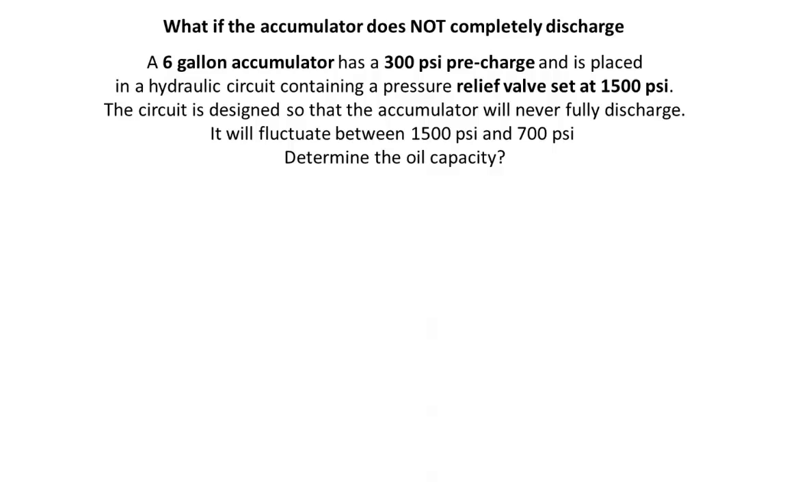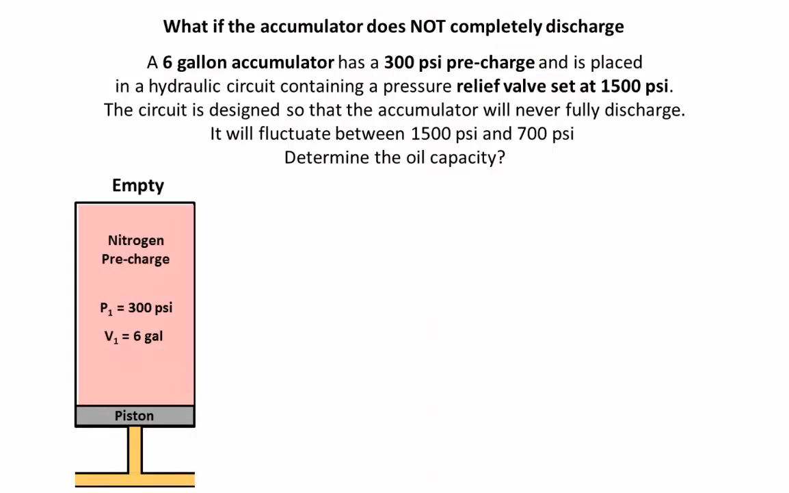It will fluctuate between 1500 psi and 700 psi. And that's probably due to something in the hydraulic circuit where anything less than 700 psi just wouldn't be useful. Let's determine the oil capacity of this accumulator. Well, first of all, let's recognize that it's 300 psi precharge. So there's our empty accumulator that has that 300 psi nitrogen precharge. We'll also recognize that the relief valve is set at 1500 psi.